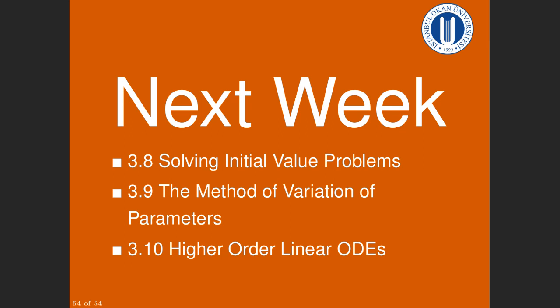That is the end of this week's lesson. Next week, we're going to finish chapter 3. We'll talk about how to solve initial value problems using non-homogeneous equations. We will study the method of variation of parameters, which is our second method to find a particular solution to a non-homogeneous linear equation. And then briefly, we will extend our ideas to higher order linear differential equations. Are there any questions?